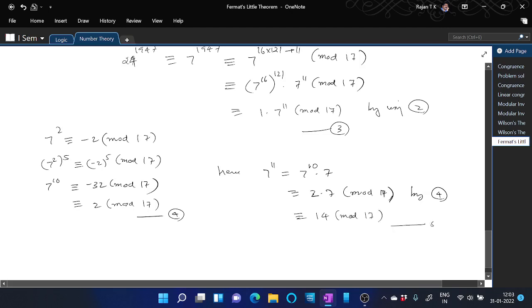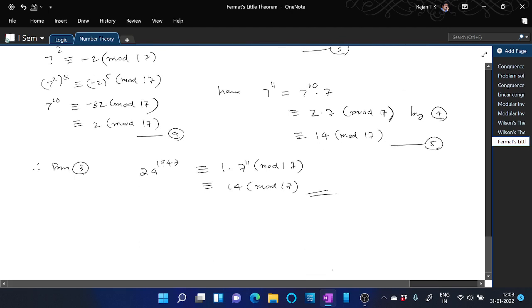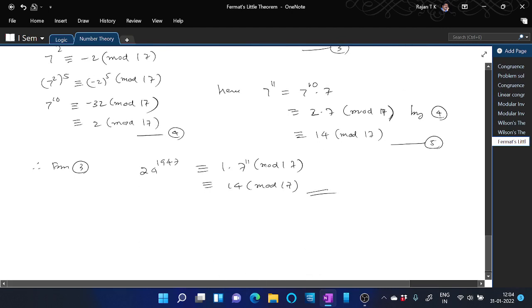Take this as 5. Then using 5 in 3, we get 24 raised to 1947 is congruent to 1 into 7 raised to 11 mod 17, which is congruent to 14 mod 17. Hence the remainder when 24 raised to 1947 is divided by 17 is 14.